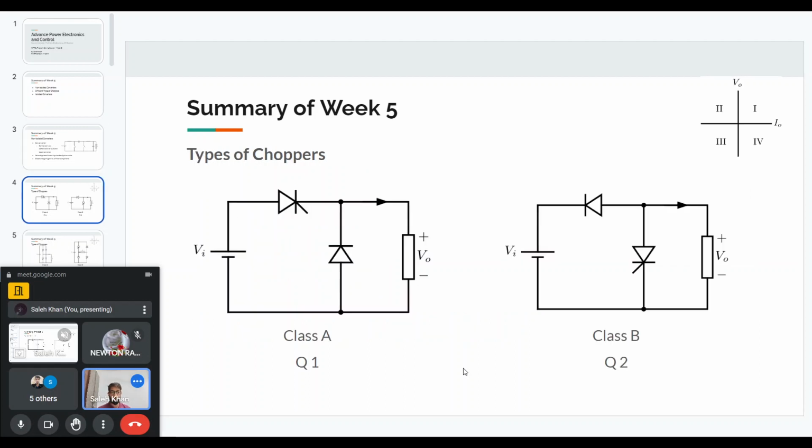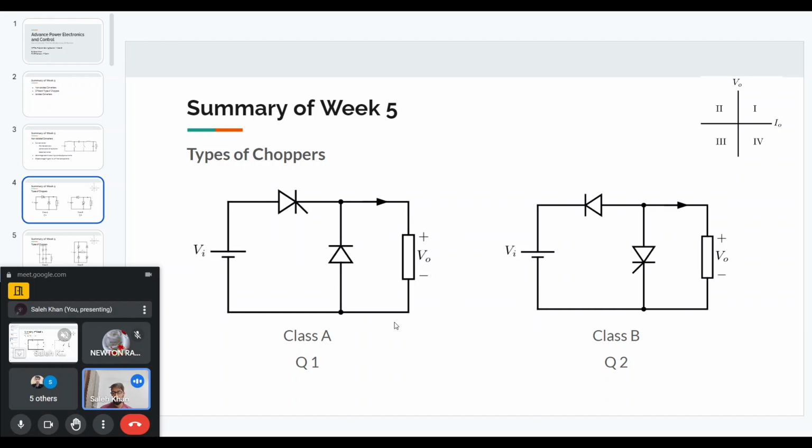So this was about non-isolated converters. Then we came to choppers. Choppers are basically DC-DC converters for high power ratings where we use a thyristor or GTO as the main switch. The output in this case can be an RLE load.